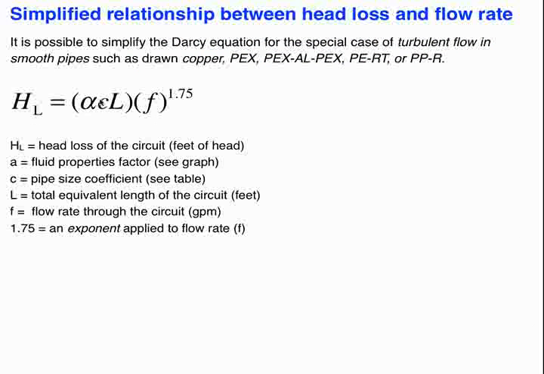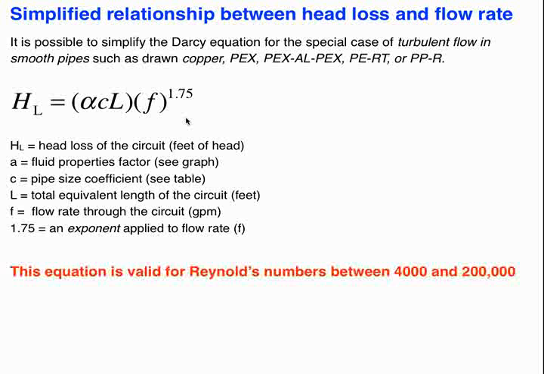It says head loss is equal to the multiplication of these three numbers, and I'll show you how you find these, times flow rate in gallons per minute raised to the 1.75 power. That's a simplified version of that Darcy equation. Again, it applies to smooth piping. So most residential, light commercial systems where you're using piping other than steel or black iron, typically those materials, their internal roughness is such that you really should be using the Darcy equation. But with copper or these other materials, the simplified version works.